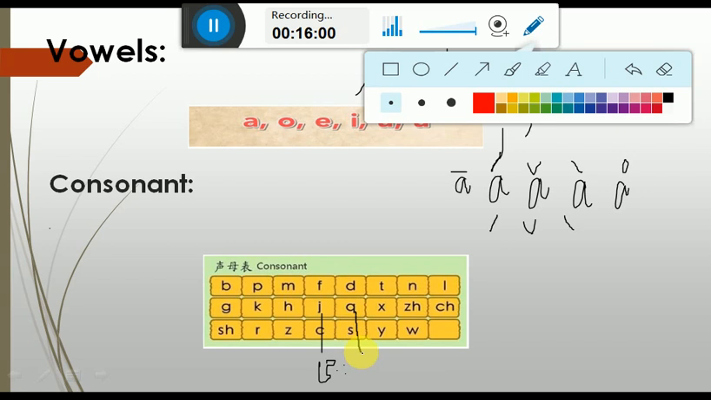The pronunciation of Q is chi. The pronunciation of X is shi. The pronunciation of ZH is zhi. The pronunciation of CH is chi.